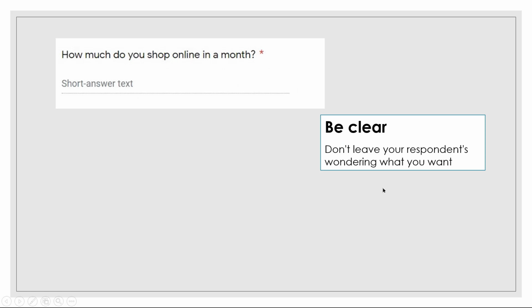Now, this is an example of a very unclear question. I have no idea what's expected of me by this question. How much do you shop online in a month? Very often I do shop. I don't even know if I must answer in numbers or if I must answer with text. Okay, so I have no idea what you're expecting of me with that question.